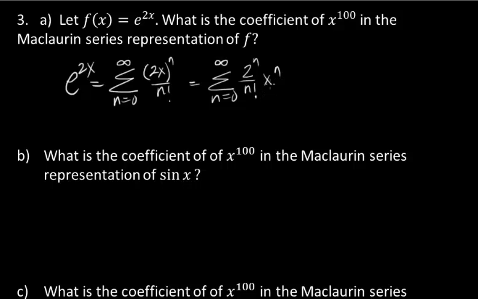So the coefficient of x to the 100, we know exactly what it is. It's this. The coefficient of x to the 100 is 2 to the 100 over 100 factorial. Very easily solved. And you see here, it's nice to use the sigma notation because you have the generalized version of the coefficients.